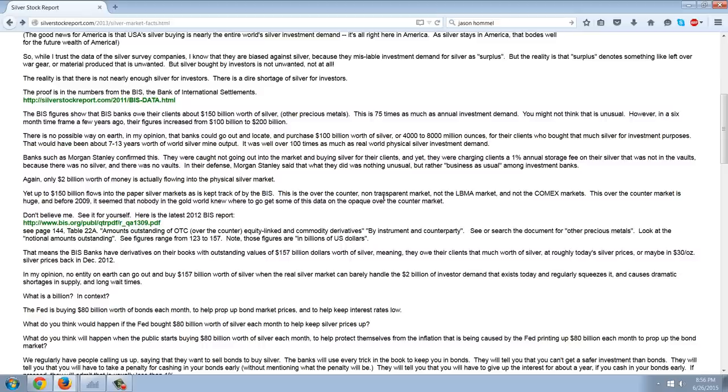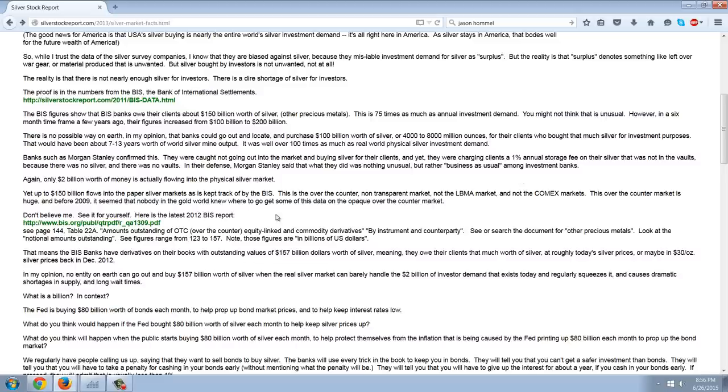Banks such as Morgan Stanley confirmed this. They were caught not going out into the market and buying silver for their clients, and yet they were charging clients a 1% annual storage fee. You guys remember that lawsuit? And they were busted on their silver that was not in the vaults, because there was no silver and there was no vaults. In their defense, Morgan Stanley said that what they did was nothing unusual, but rather business as usual among investment banks. So, to charge storage fees on silver that you're not storing.